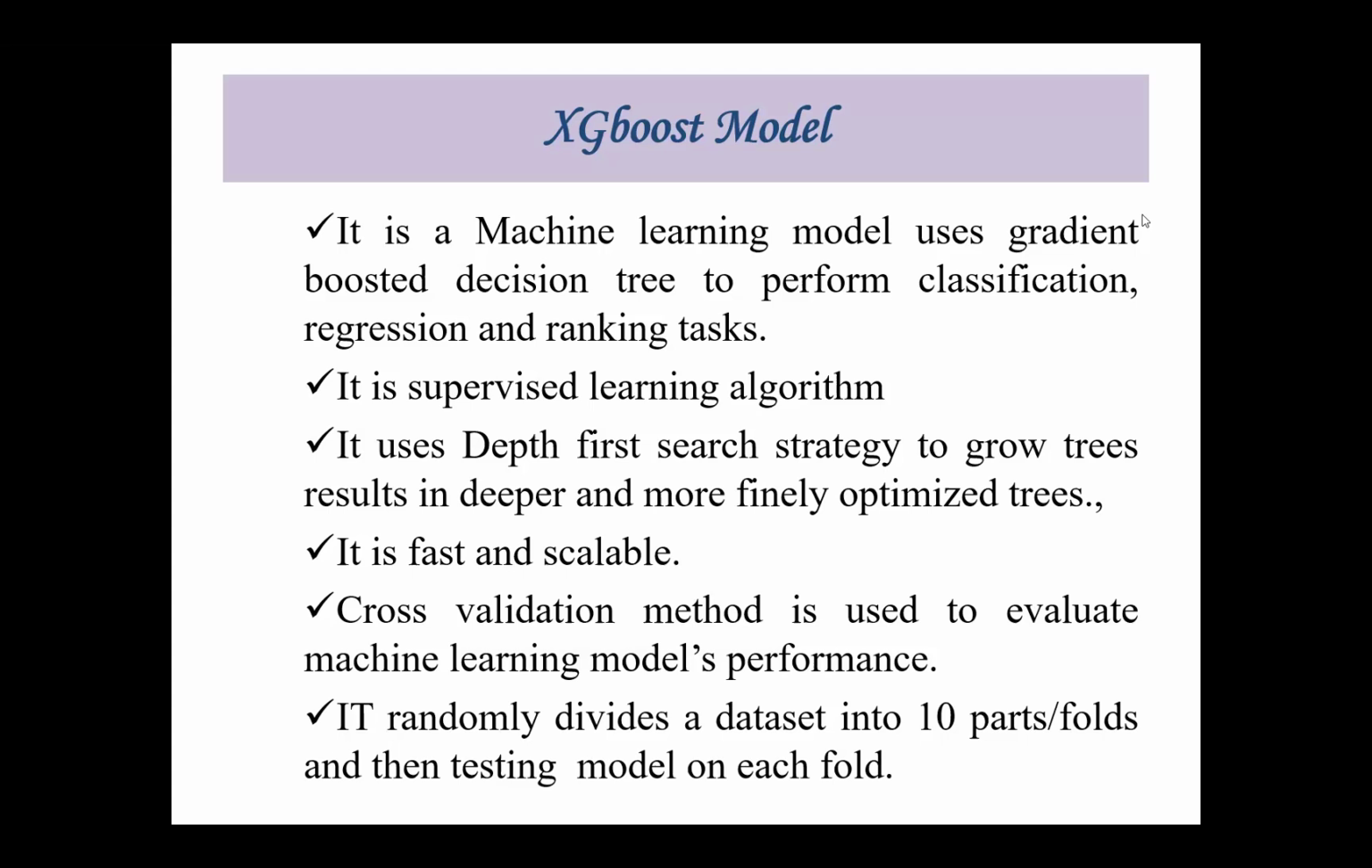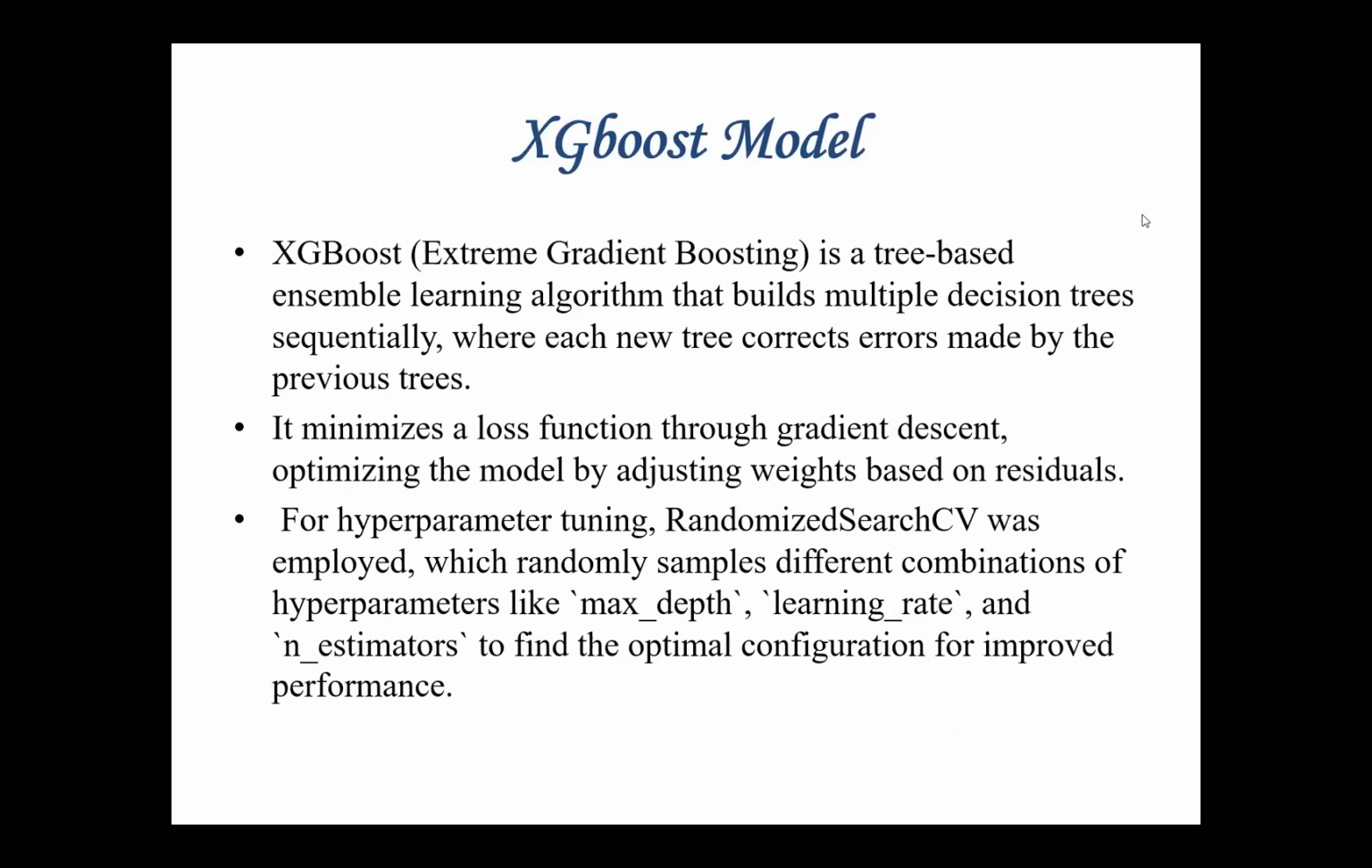The cross-validation method is used to evaluate the machine learning model's performance, and to validate it, it randomly divides the dataset into 10 parts or folds and then tests the model on each fold. As I told you, extreme gradient boosting is a tree-based ensemble learning algorithm that builds multiple decision trees sequentially, where each new tree corrects the errors made by the previous one. It also minimizes the loss function through gradient descent optimization, adjusting the weights based on the residuals. For hyperparameter tuning, RandomizedSearchCV was employed, which randomly samples different combinations of hyperparameters like maximum depth, learning rate, and n estimators to find the optimal configuration.